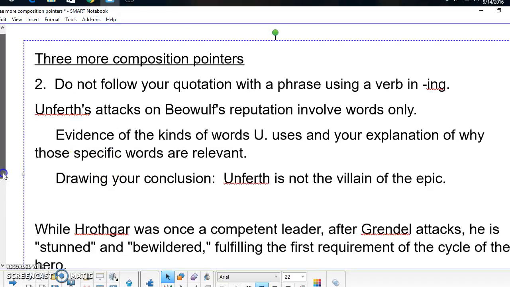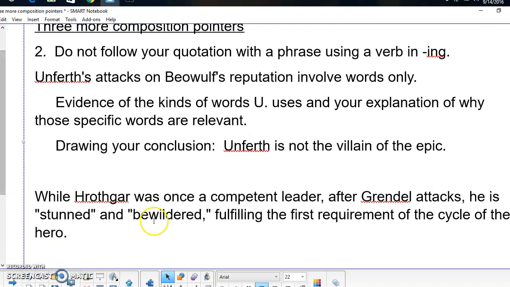So here's another one that has the same problem. Good claim. Hrothgar was once a competent leader. After Grendel attacks, he's stunned and bewildered. That's pretty good. And the reader says, great, now tell me the significance of the words you're making me look at.